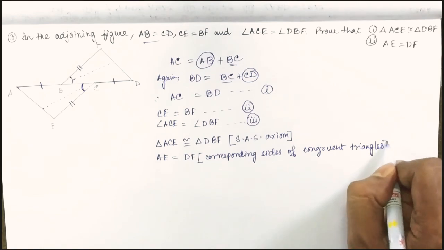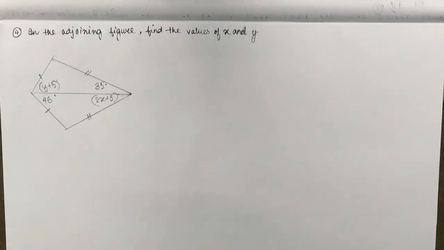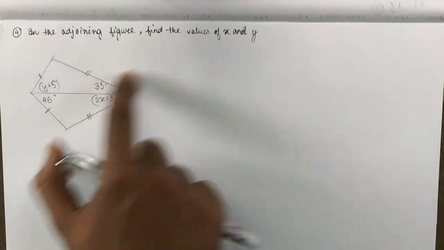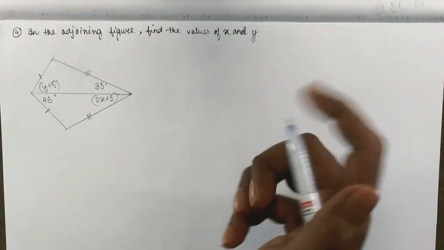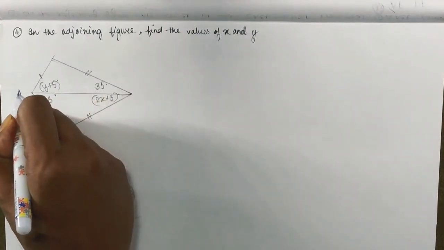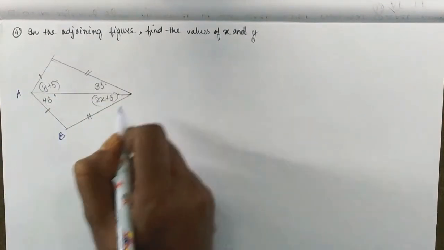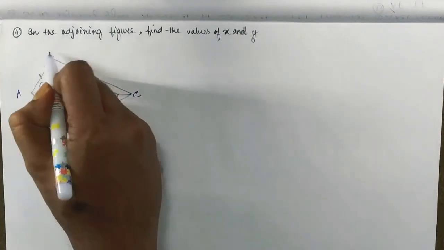Now we will do our next sum. So here we have our next sum. All of you follow the question. They have told you to find the value of x and y from this diagram. Now before we start doing this sum, let us first name the vertices. Let us name this A, B, C and D.